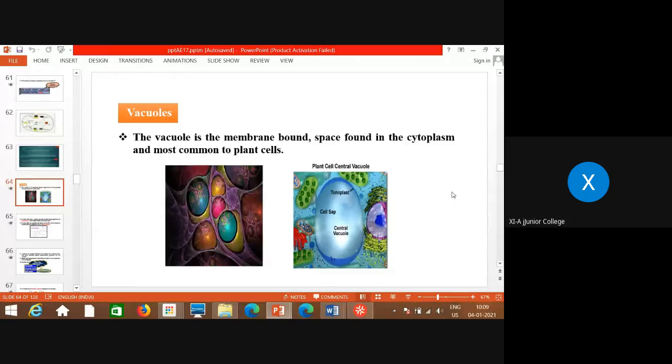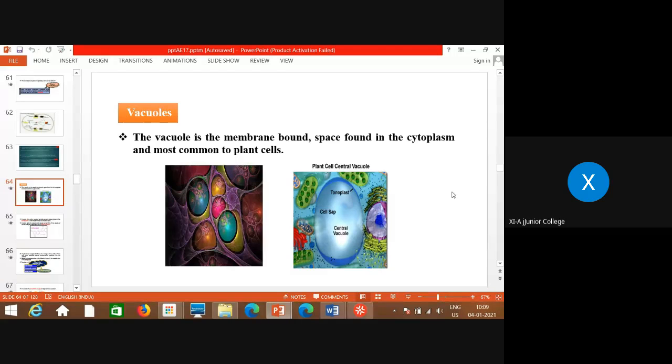Last time we discussed a few of the organelles. We also discussed the difference between prokaryotic and eukaryotic cells, as well as all the parts or organelles included in prokaryotes. Then we started with the eukaryotes. So some of the organelles we have already discussed. Now we'll begin with the next organelle, that is called the vacuole.